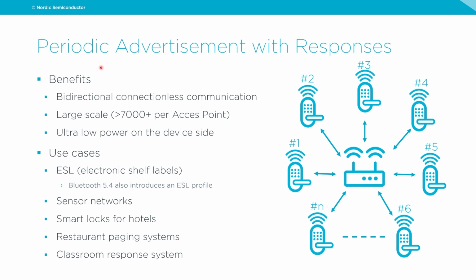Then on the periodic advertisement with responses, the new Bluetooth 5.4 feature, essentially the biggest benefit of this feature is, as we mentioned already in the first slide, that you now have bidirectional connectionless communication. So the devices can exchange data both ways in a connectionless fashion. And the scale of this can be quite large. For each access point, you can support up to north of 7,000 devices that can communicate using this new mechanism.